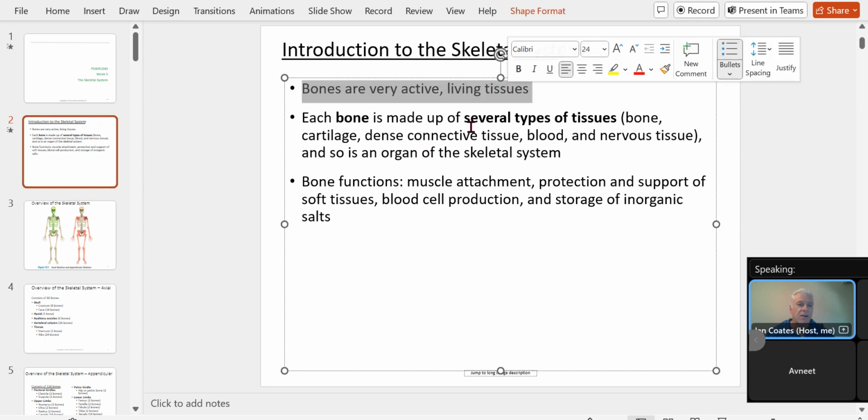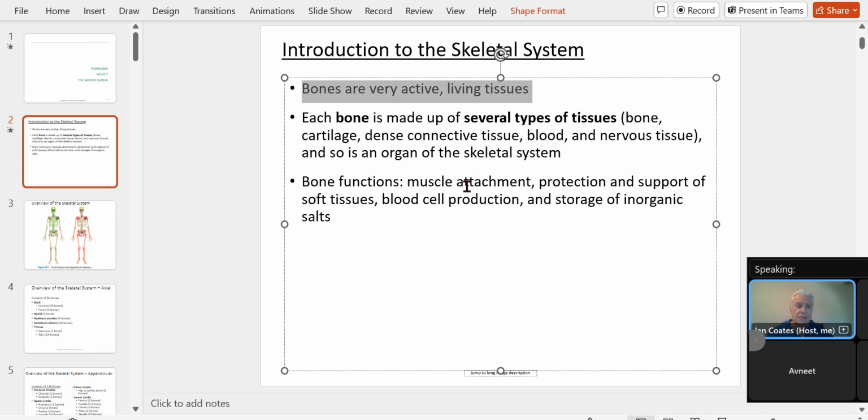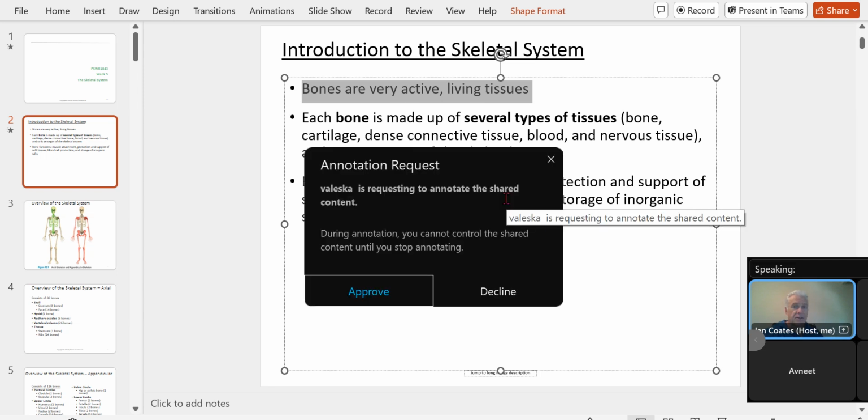Bones are very active. They are very alive. You have to understand that even though they deal with inorganic salts, they have an inorganic matrix, okay? Calcium and phosphate, these inorganic ions, compose most of the bones, but the bones are alive, and we'll show you this. There are some great videos in here, so please make sure you watch these videos. I won't be presenting the videos here because of YouTube, but please pause the video whenever a video is noted and watch it. Each bone is made up of several types of tissue. You've got bone, cartilage, dense connective tissue, blood, nervous.